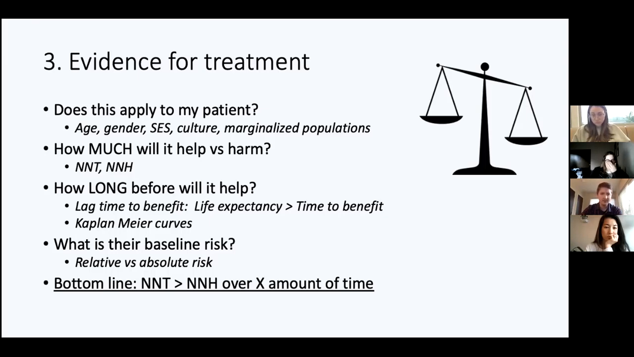And then thinking about somebody's baseline risk factors as well. So if their baseline risk is 0.5% and you have a relative risk reduction of 25%, it may not necessarily be that meaningful.